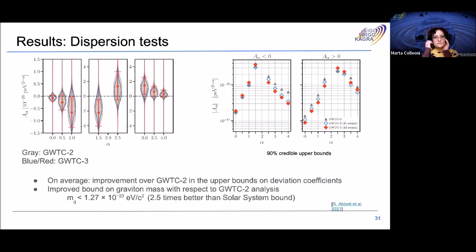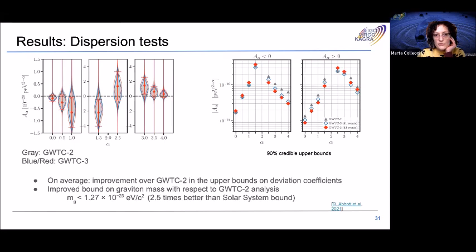Here we show the results of this test. We perform the analysis separately for positive and negative deviation coefficients A alpha. On the left-hand side, we show the full posteriors for any sign of A alpha, which we obtain by combining the results of the two analyses. And on the right-hand side, we show the 90% credible upper bounds on the absolute value of these deviations for each of the two analyses.